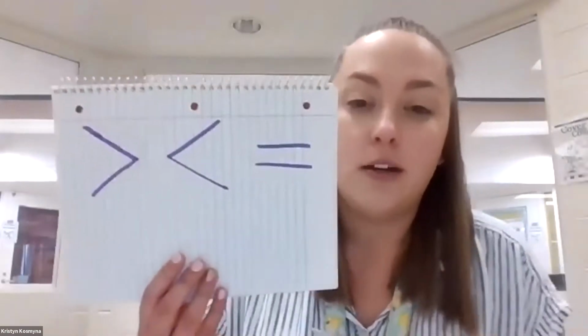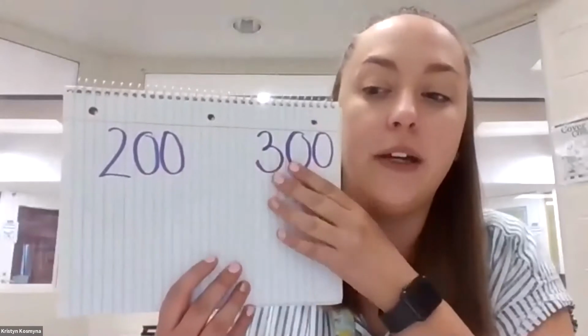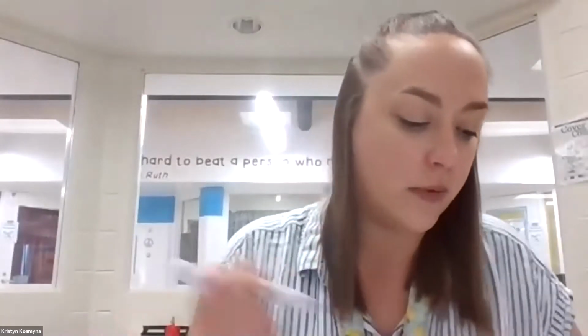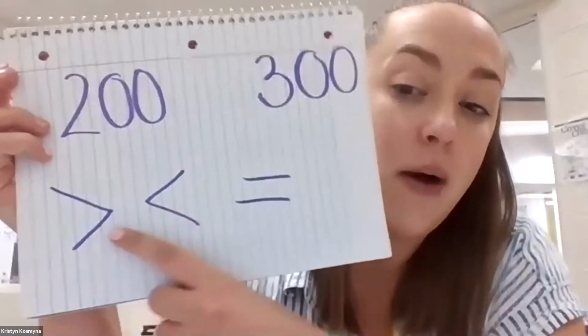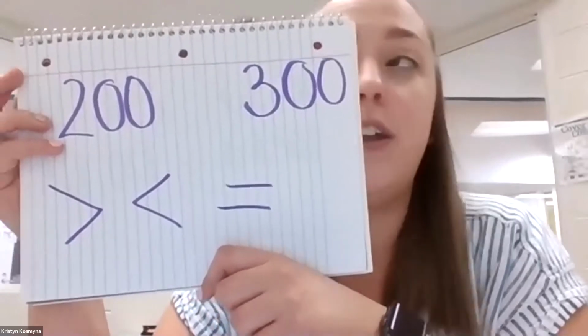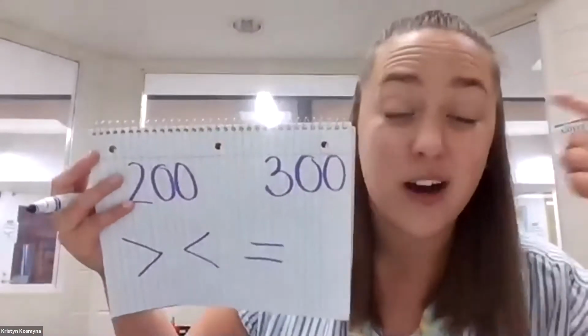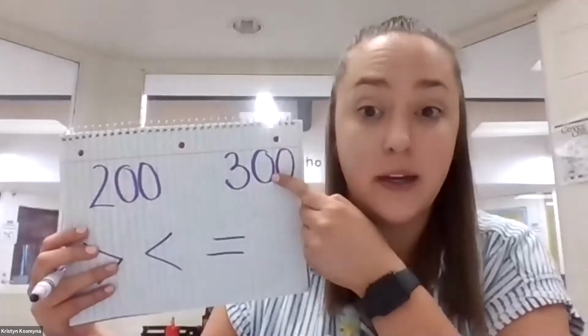What we do with our greater than, less than, or equal to sign is we use it to compare numbers. Like these two numbers, we have 200 and 300, and we need to decide if we want to use our greater than, less than, or equal to sign in between these two numbers. How I like to use these symbols is I picture it like an alligator eating the number. Alligators are hungry and they always want to eat the bigger number. So our alligator would want to eat 300 because it's bigger.